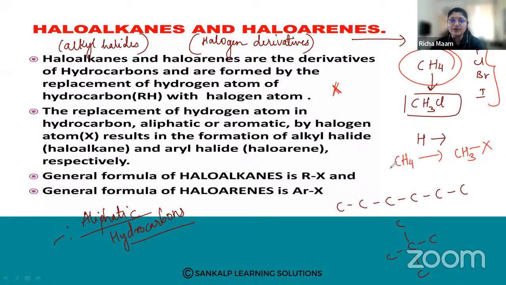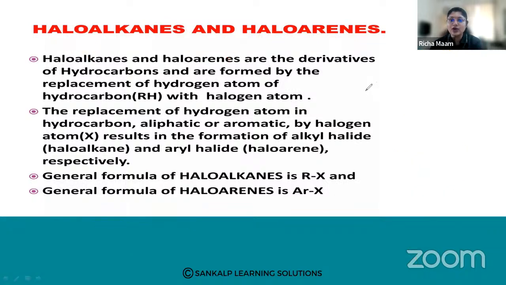So halogen atom, then they are called as what? They are called as haloalkanes. These are called as haloalkanes. So in these haloalkanes, where you can see CH3X, this halogen atom is attached to an sp3 hybridized carbon.